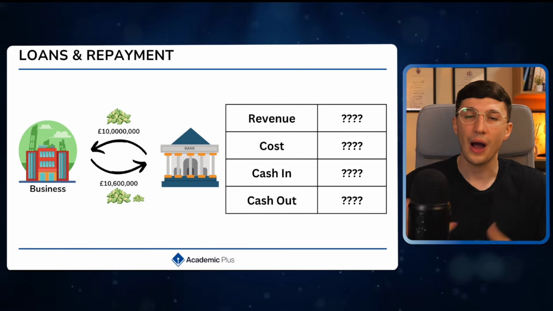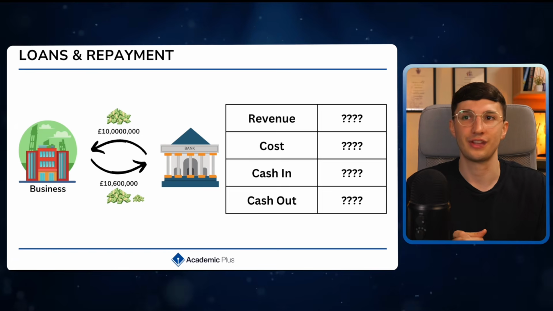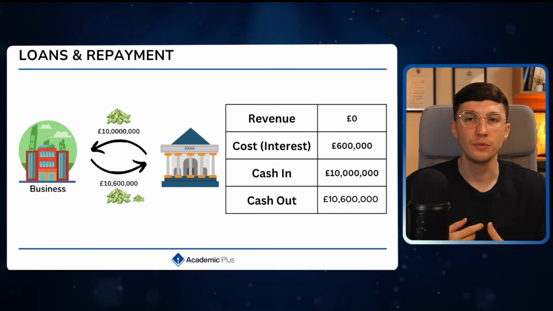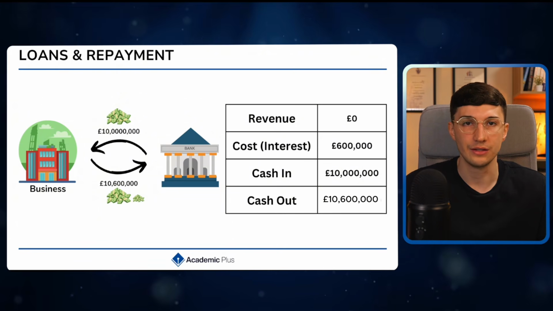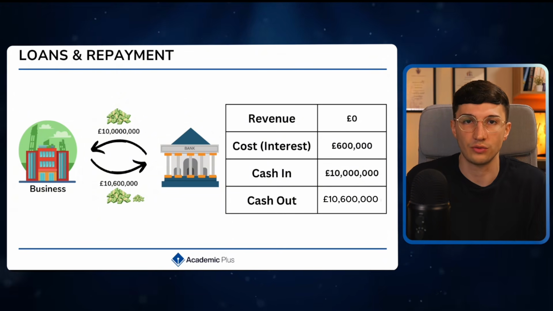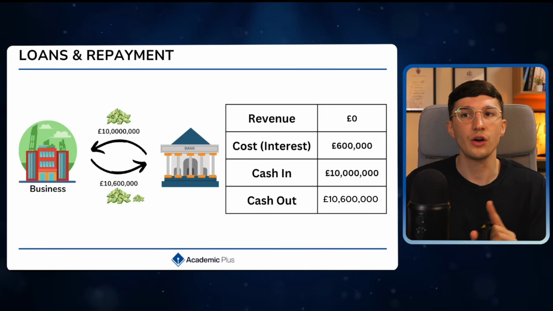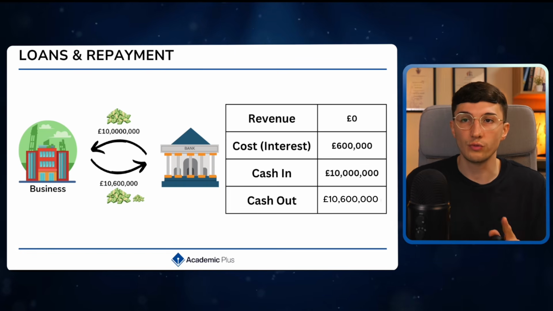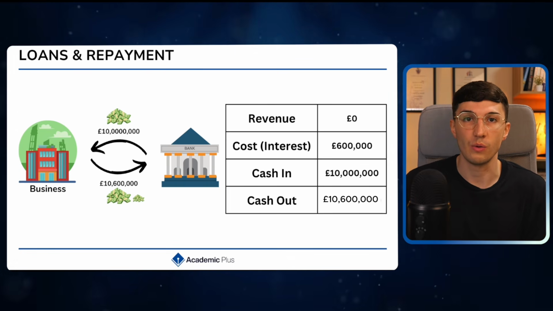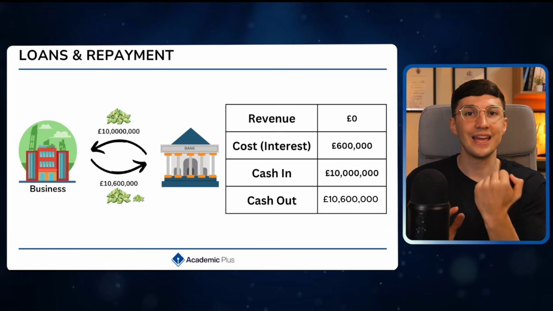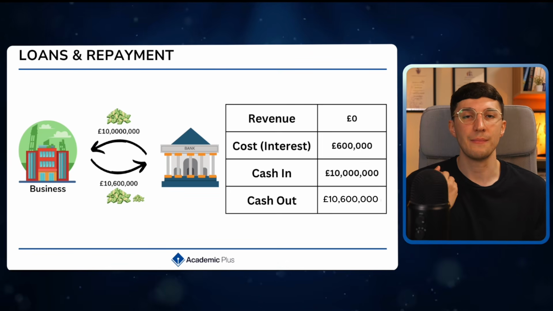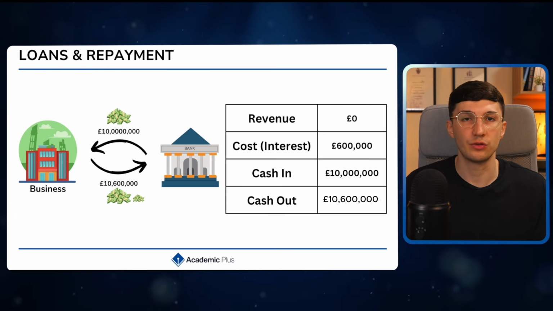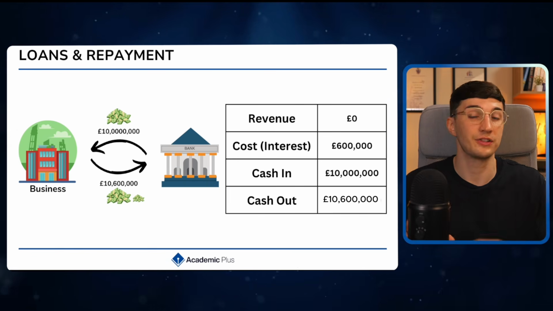Keep that in mind. So how is this going to impact the business's financial statements? How does it impact our revenue, cost, cash in, cash out? Well, in terms of revenue, I've not made any at all. Of course I haven't, because I haven't sold any products or services. In terms of costs, well, that would be the interest rate because it's the cost of borrowing. So the cost recorded would be £600,000. Now, when looking at the cash into the business, well, we've received £10 million. And in terms of the cash out of the business, that will be £10,600,000, of course, once we've actually made that payment.